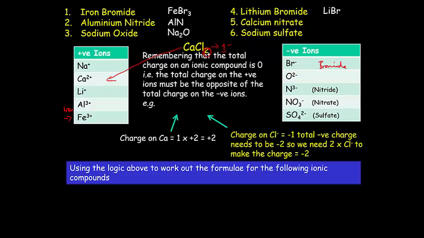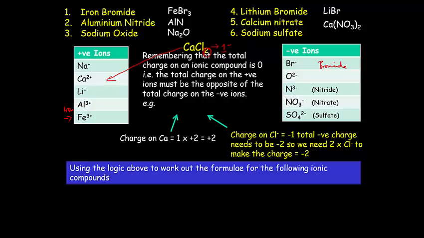Calcium nitrate, calcium is 2+, nitrate is 1-, so we need 2 lots of nitrate to every calcium. Now you'll notice that the whole of the nitrate is in brackets, so the 2 refers to the whole of the NO3. There's 2 lots of all of that. In each of those lots there's 3 oxygens and 1 nitrogen.